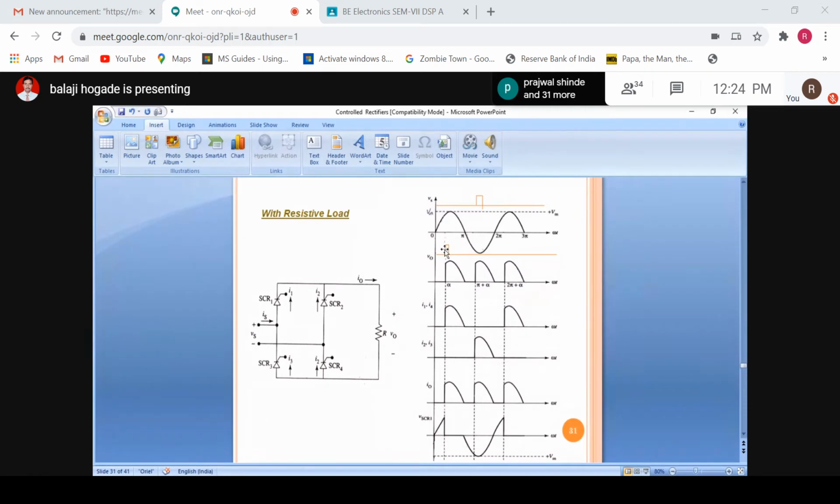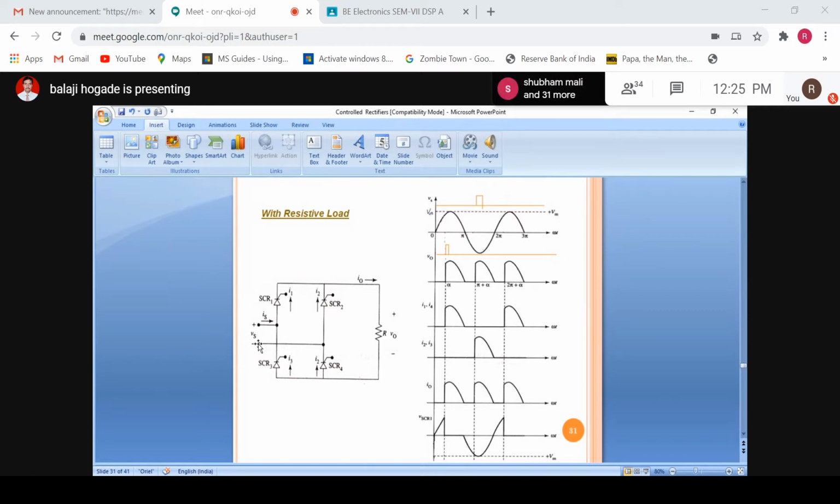So as they are forward biased and a gate pulse is applied to their gate, they can start conducting. SCR1 and SCR4 will be triggered at an angle omega t is equal to alpha, and the current starts flowing through the circuit as shown. It will start from the positive terminal, as it is the positive half cycle, then it will go to SCR1 as it is forward biased and conducting, then it will go to the load this way. I0 is flowing through the load, and then to SCR4 and back to the negative of the source.